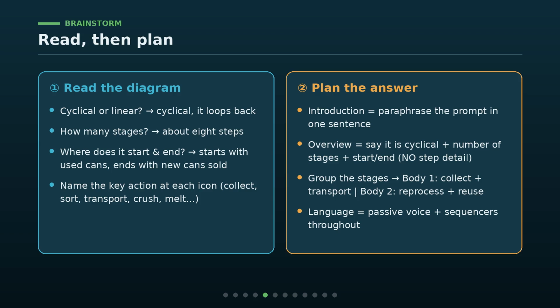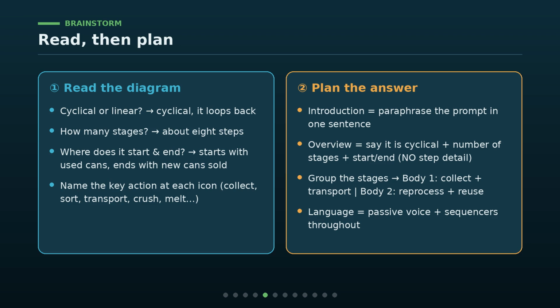Now we brainstorm. On the left, read the diagram. Is it cyclical or linear? It is cyclical. It loops back. How many stages? About 8. Where does it start and end? It starts with used cans and ends with new cans being sold before repeating.